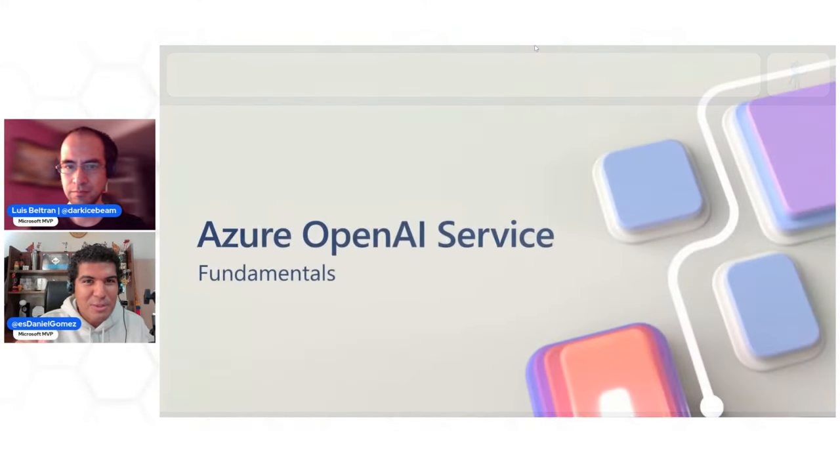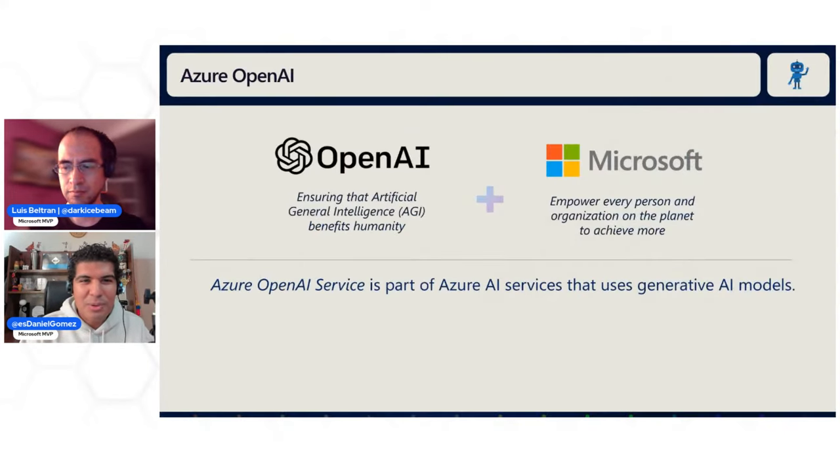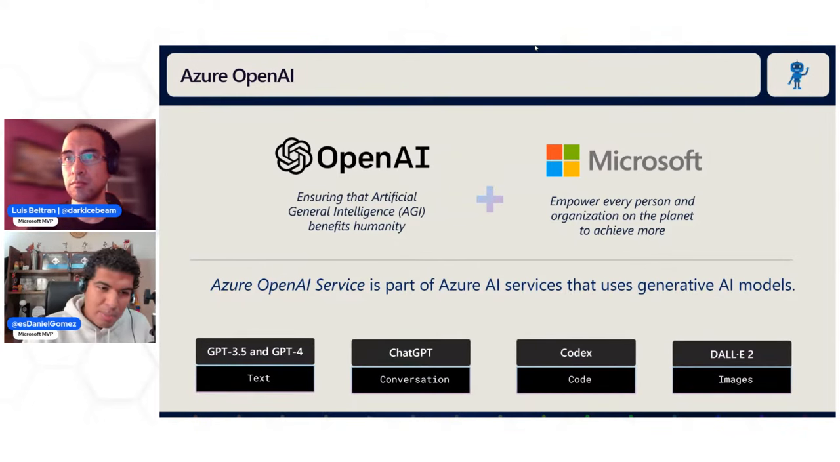Okay, and the most important resource that we can consider here is the Azure OpenAI service. It's important to mention the beginning of all of this: the collaboration between OpenAI and Microsoft. OpenAI, for its part, has all the research about artificial general intelligence to create new solutions. And of course, we have Microsoft with all the infrastructure and all the technologies that we can use. In the case of Azure, the Azure OpenAI service is part of the Azure AI services to work with generative AI models. We can consider, for example, GPT-3.5 and GPT-4 to work with text, or ChatGPT for conversation, Codex, and DALL-E, of course, to generate images.